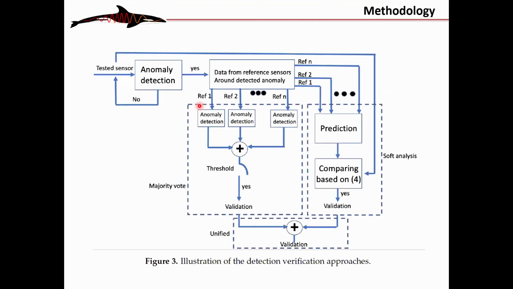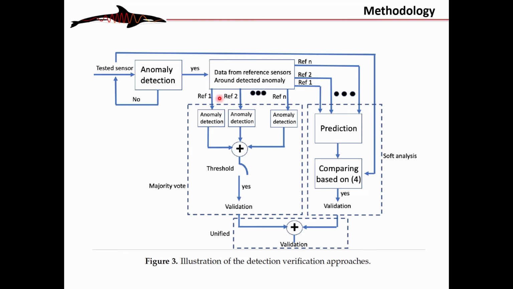So that's the methodology. We start with, as I mentioned, anomaly detection. So if there's an anomaly, we start looking at the data from reference sensor around the detected anomaly. And around can be an hour before and an hour after. It is a non-causal system because the data is being processed on the server itself, so it's not exactly in real time.